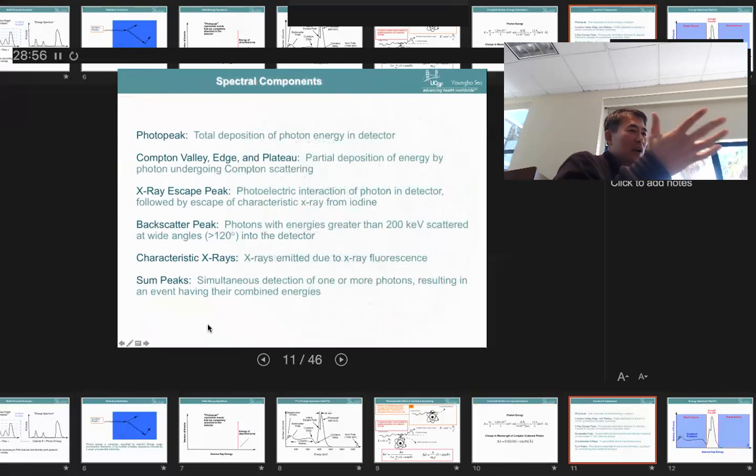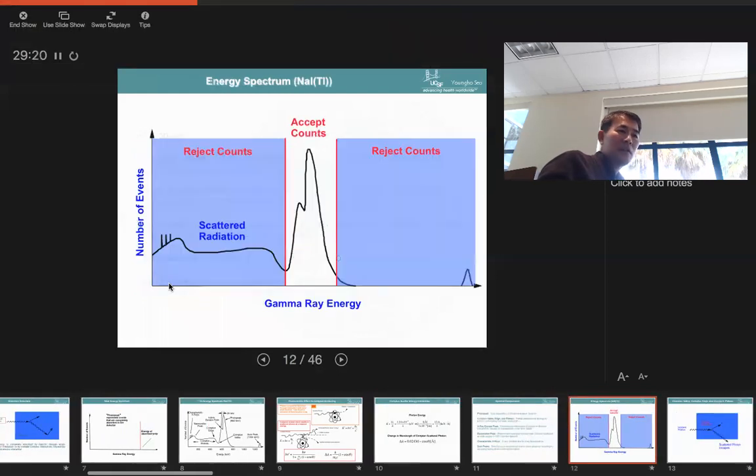Okay. Now we are going back to the spectral components. We explained the photoelectric effect and Compton scattering again because to explain what's happening in the spectral components, we need to have that concept refreshed. So there is a photo peak, Compton valley, Compton edge, Compton plateau, X-ray escape peak, backscatter peak, characteristic X-ray, and some other peaks. These are the spectral components. Let's explain these things one by one. Again, the purpose of understanding the energy spectrum is that we want to know which part of the spectrum is the signal we want to collect and count.